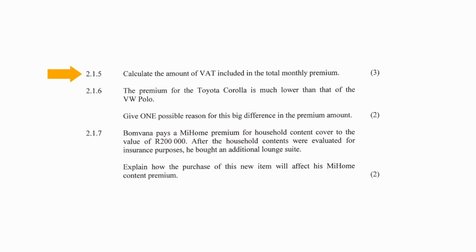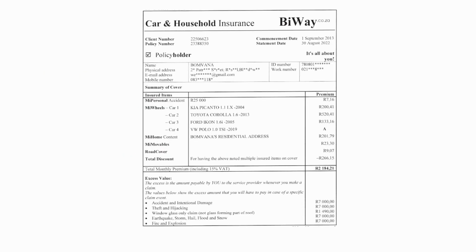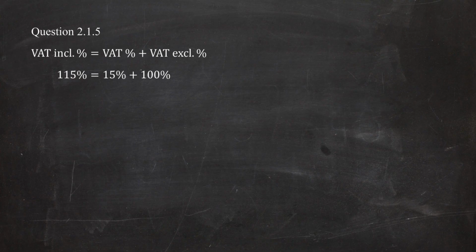In question 2.1.5, you are instructed to calculate the amount of VAT included in the total monthly premium. On Annexure A, the total monthly premium including 15% VAT is given as R2,184.21. This amount as a percentage equals 115%. This is because the VAT inclusive percentage of 115% equals the VAT percentage of 15% plus the VAT exclusive percentage of 100%.